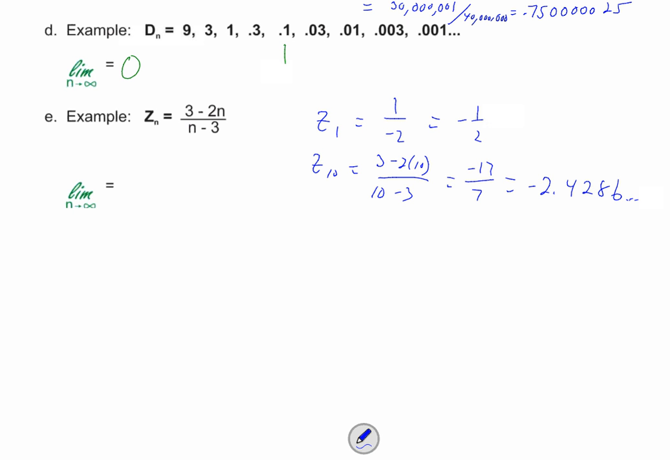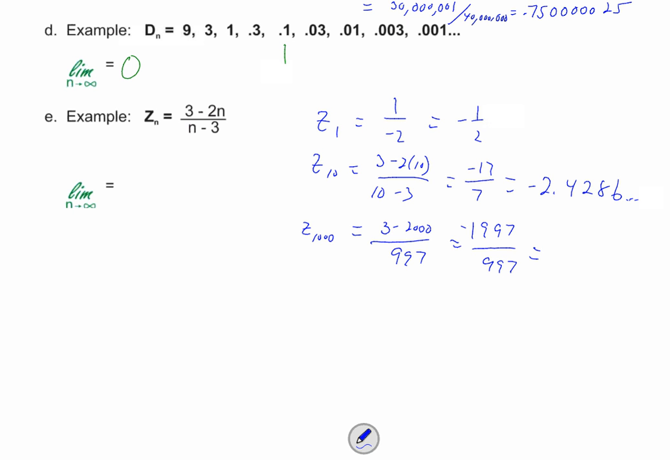So, what do you want to go to next? Let's go big. Want to go 100? Let's go 100. Let's go 1,000. So again, this is 3 minus 2,000 over 1,000 minus 3 is 997. So this is negative 1,997 divided by 997. When somebody has it.